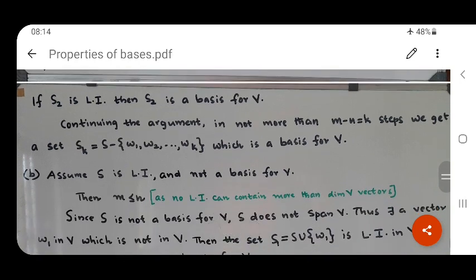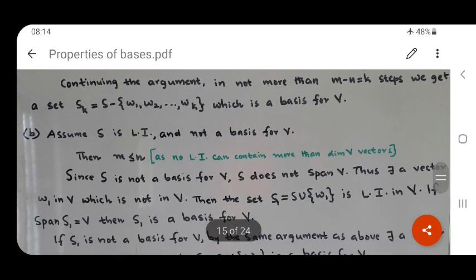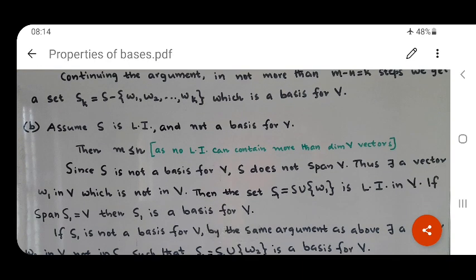Now for part B, assume S is linearly independent and is not a basis for V. Therefore, the number of vectors in S is less than or equal to n. Since S is not a basis, it does not span V. Therefore, there is a vector W1 in V which is not in span of S. There is another error I have written here, so you have to change it.